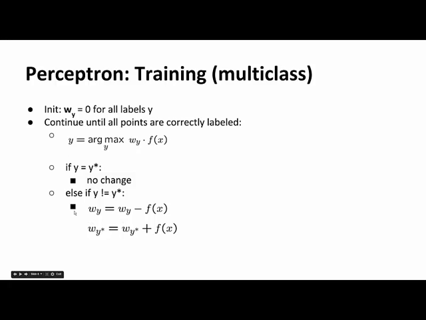And then the final change is if we classify it incorrectly, now we have two weight vectors to work with. So we're going to push the classified label away from the feature vector, and then we're going to push the true label that we didn't classify towards the feature vector. What this is going to have the effect of doing is decreasing the dot product between the incorrectly classified label and the sample, and increasing the dot product between the true label and the sample. So this has a similar effect to what we just looked at for the binary case.